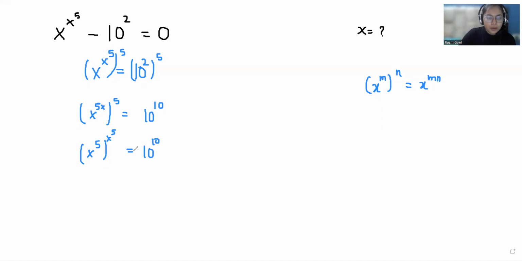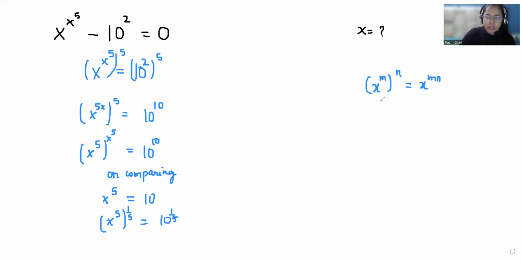Now on comparing both sides, we can say that x^5 is equal to 10. Now we have to find the value of x, so we'll take power 1 by 5 on both sides. So (x^5)^(1/5) is equal to 10^(1/5).